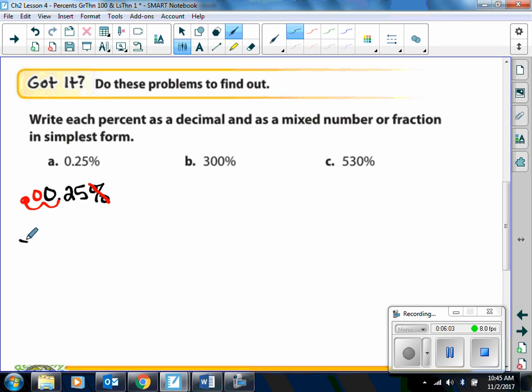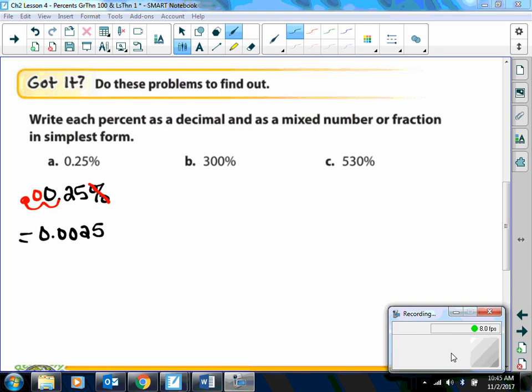So here, this is equal to 0.0025. Got that? All right. So now we want to write that as a fraction. We have to read it correctly, write it, and then simplify it.